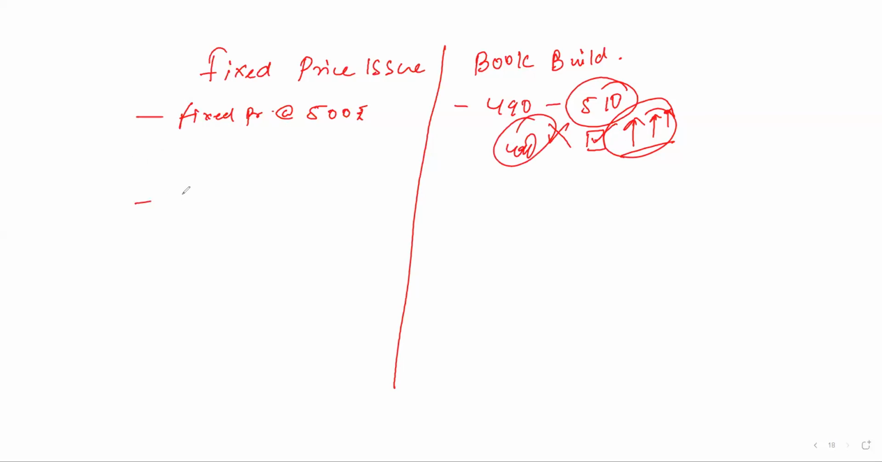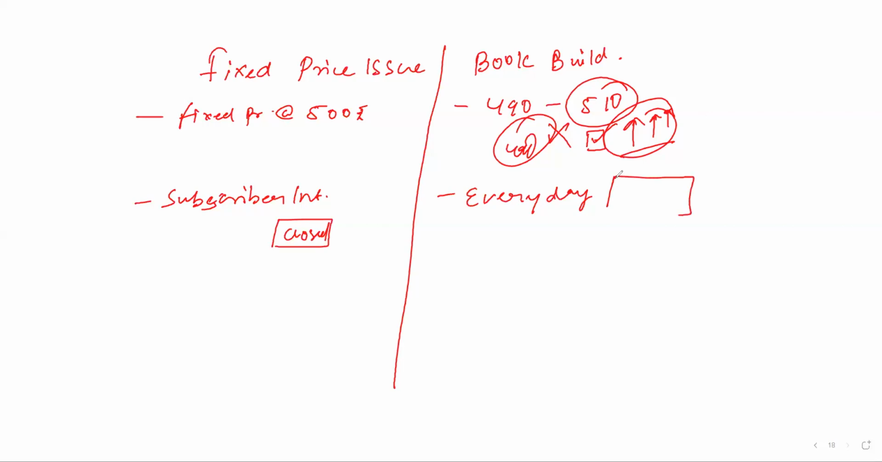In a fixed price issue, what is the demand for the IPO? What is the subscriber interest in the IPO? It is only made available once the IPO is closed. On the other hand, in a book building issue, which happens in most cases in the IPO, after every day for the period in which the issue is open, the results are announced, the reports are announced, that today the IPO was subscribed 10 times, 20 times, 30 times, or so on.